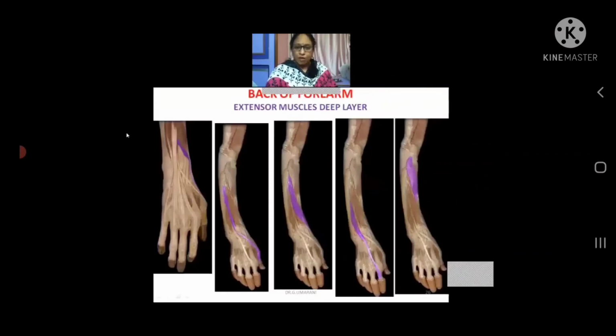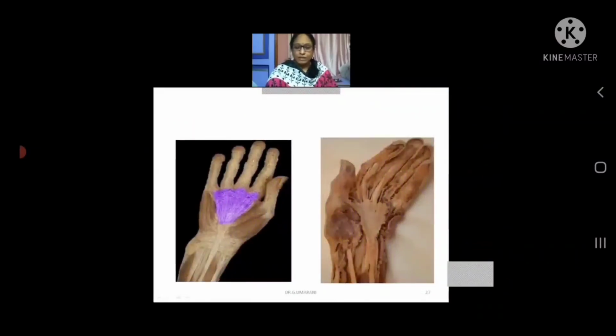Here we can see all the extensor muscles of the deep layer. We can see the muscles which go to the pollicis: the abductor, extensor pollicis longus, and extensor pollicis brevis, and the one going to the index finger, and the topmost muscle, the supinator. And here this is the thickened deep fascia at the palmar region, known as the palmar aponeurosis.